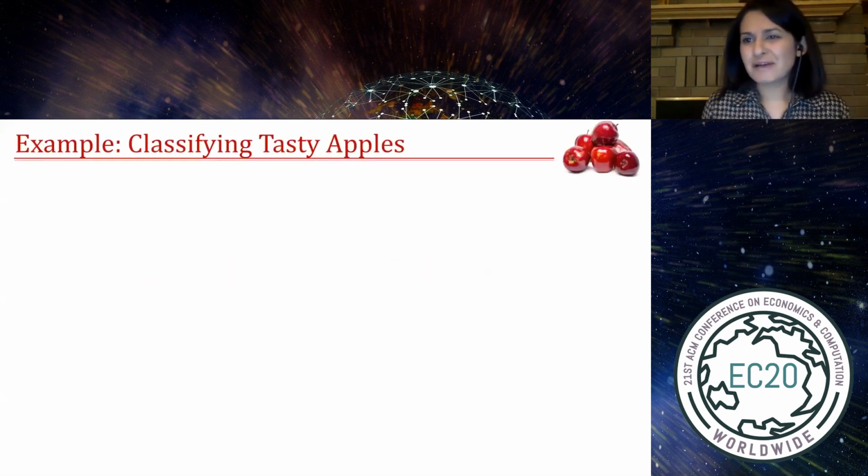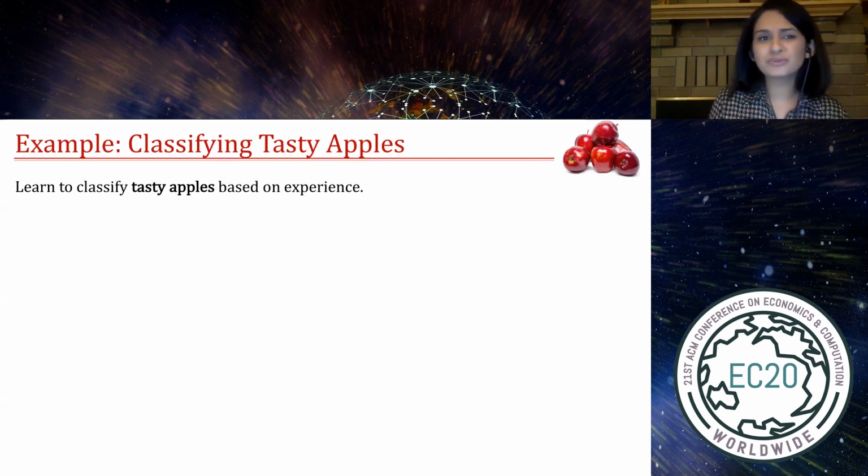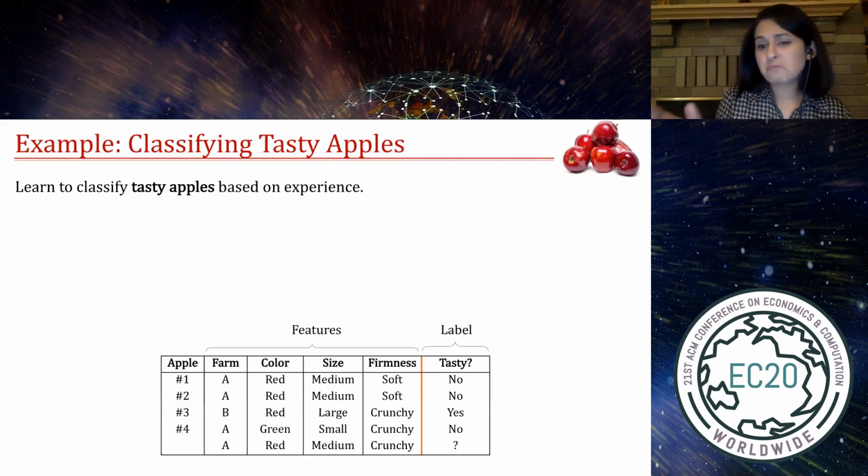A very typical example of when data and machine learning helps is when we want to learn from some of our past experiences. Think about, you've had a lot of apples and you want to be able to learn to classify whether a new apple that you're purchasing is going to be tasty or not, because you only want to buy the tasty ones. So what may you think about this? You might think about the apples that you've experienced in life in a feature table and the labels of them, whether or not they were tasty, and you want to use that to learn a rule that will help you classify apples as tasty or not.